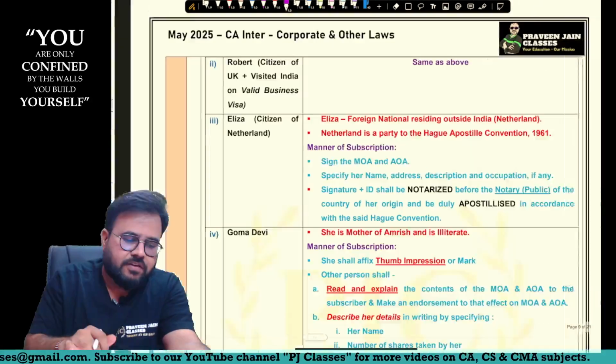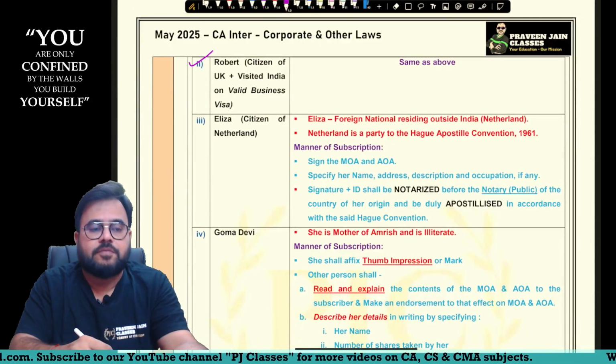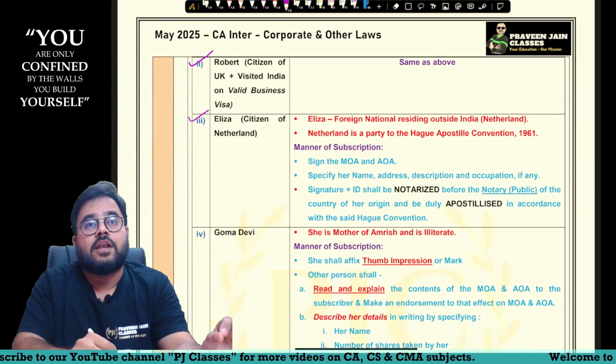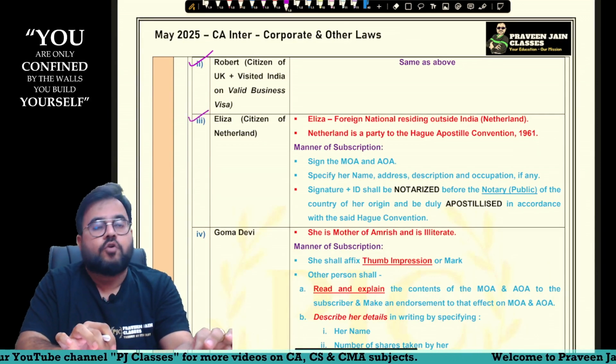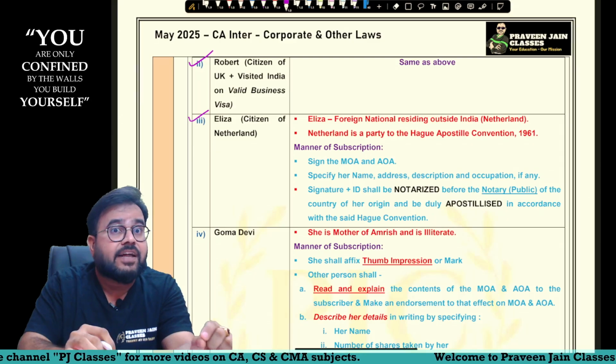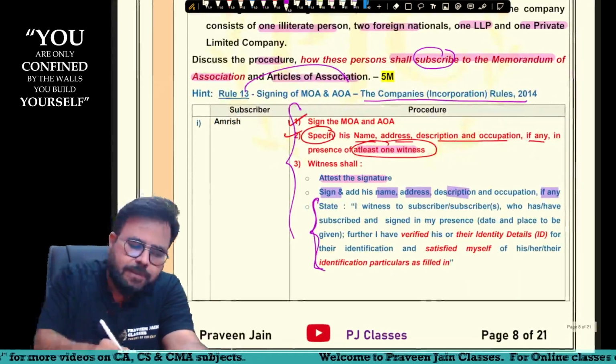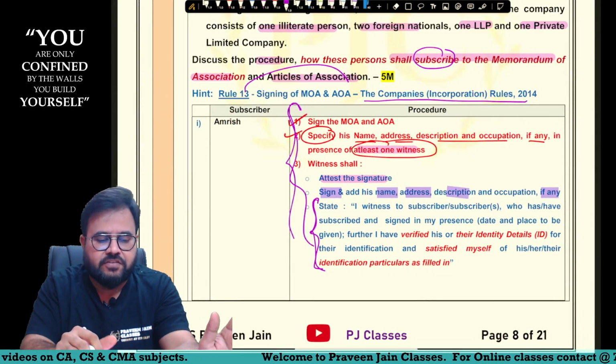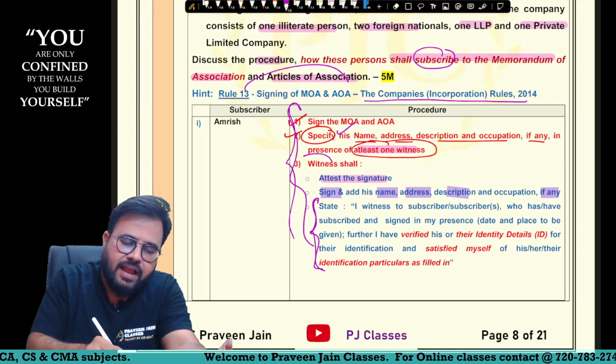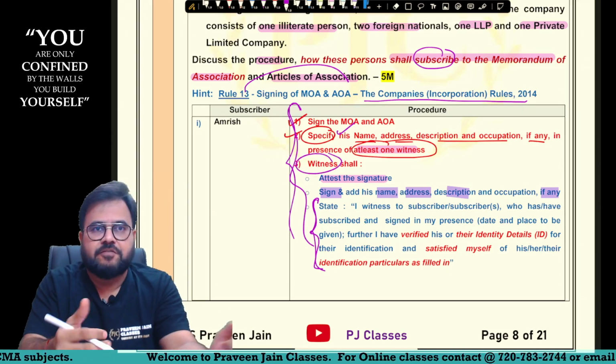So this was for Mr. Amrish. Now there is Mr. Robert and there is Eliza. Now Robert is in India, sir. So obviously, and that too, he is on a valid business visa. So what is the manner of subscription, sir? So same manner, sir. He also has to put his signature, sir, and specify his name, sir. And an Indian can witness this particular point, sir.